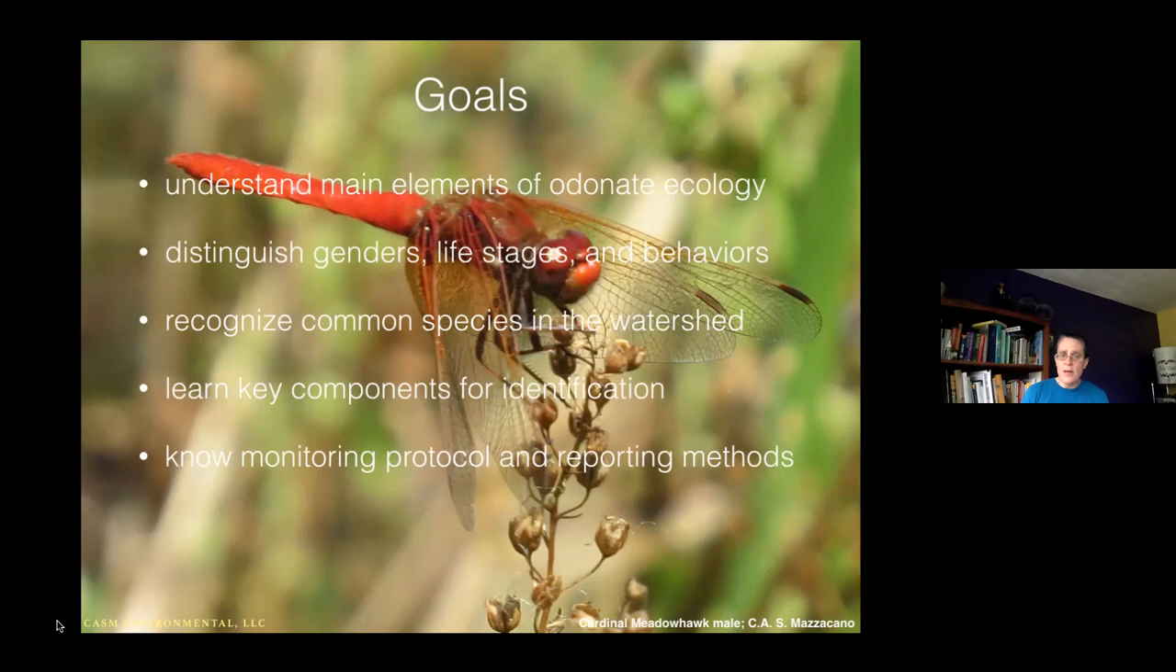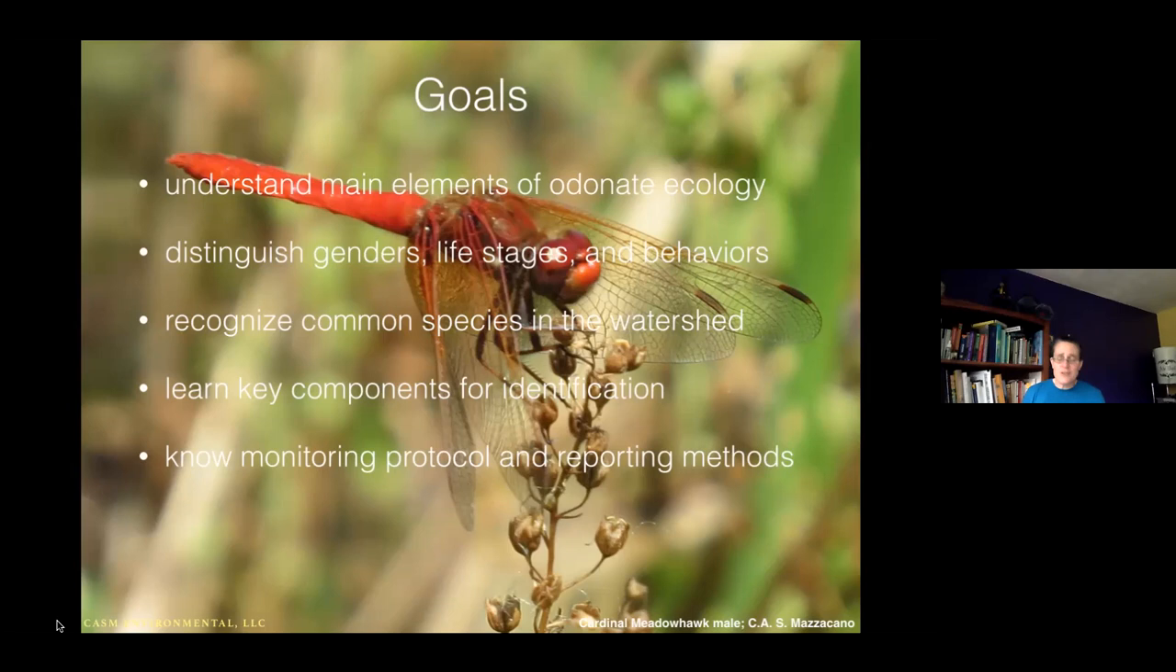You're also going to learn how to tell males from females, newly emerged from mature individuals, different life stages, and recognize some different kinds of behaviors, because those are all things that you're going to be recording in the course of collecting data for the project. It's nice that we're just looking at sites that are in Multnomah County. That means that you don't need to worry about learning how to recognize the hundreds and hundreds of species that we have in North America.